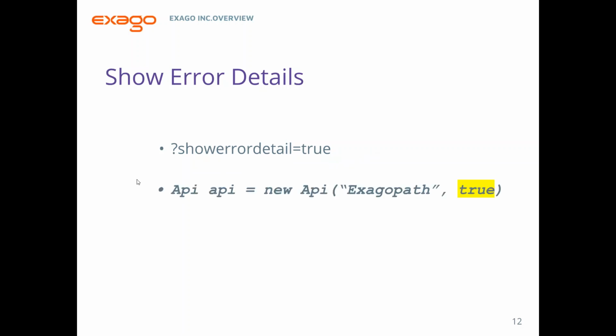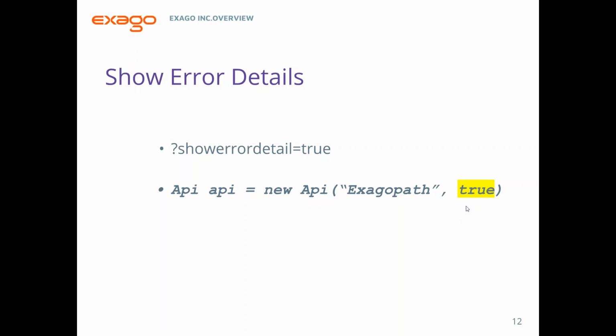The other thing you can do, when using the API to launch Exago, is this: when you instantiate an API call, you give it the path to Exago, and then there's an optional Boolean setting here called show error detail, and you set this to true. Generally, the default is false. We don't show those error messages by default, but we could set this to true. One neat thing here is, because you're using the API, you could have this in your production environment set to true for admins, but set to false for everyone else.